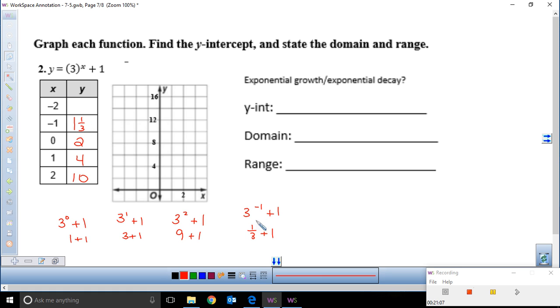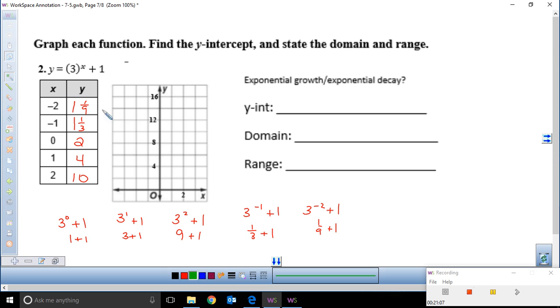And I know that we usually put improper fractions, but for this lesson it's okay to do mixed numbers. Then if I have 3 to the negative second plus 1, 3 to the negative second is the reciprocal of 3 to the second, so the reciprocal of 9 is 1/9. I'm going to add that to 1, and I'm going to get 1 1/9.